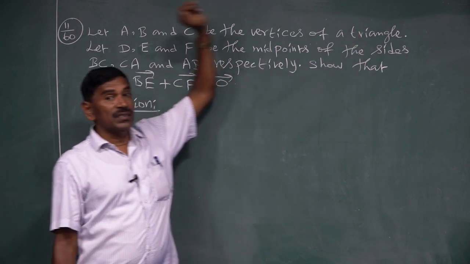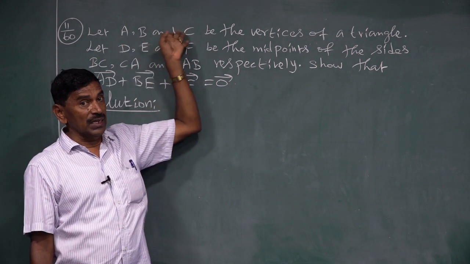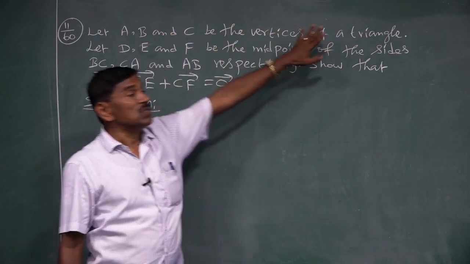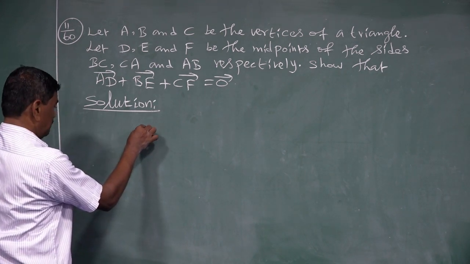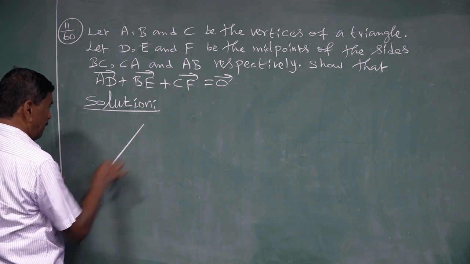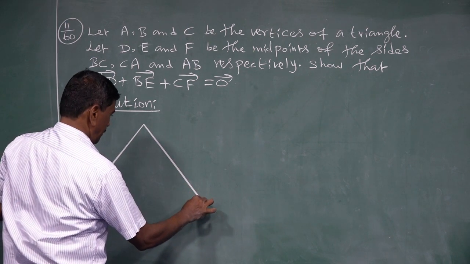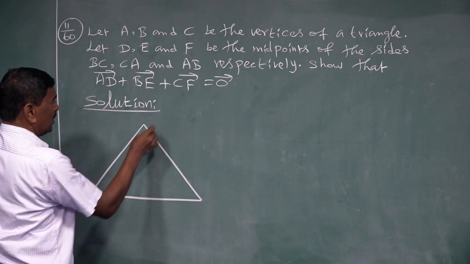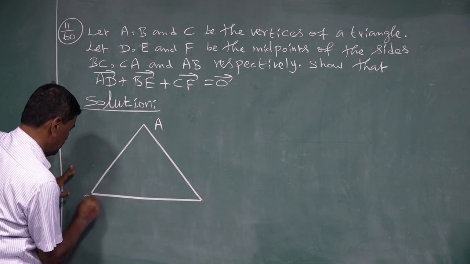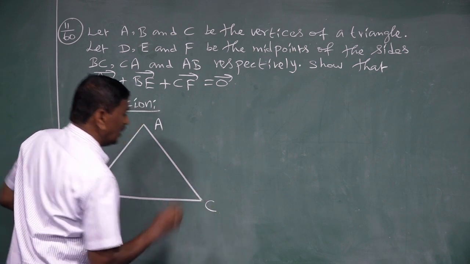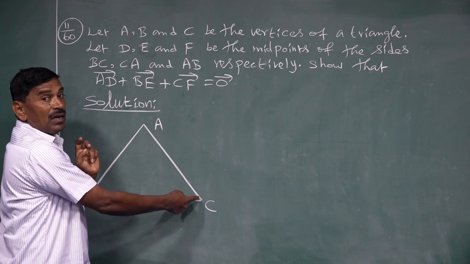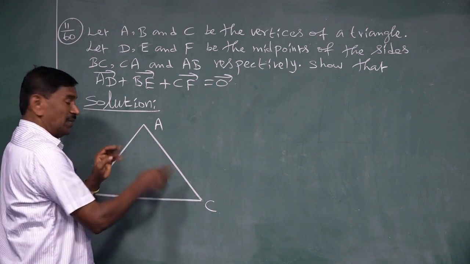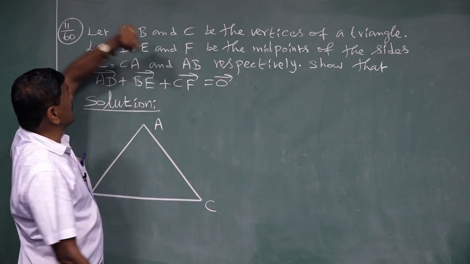And given that A, B, C are the vertices of a triangle. So first draw a triangle ABC. In triangle ABC, listen, step 1. In triangle ABC, A comma B comma C be the vertices of the triangle ABC. First line. Okay. What is next?